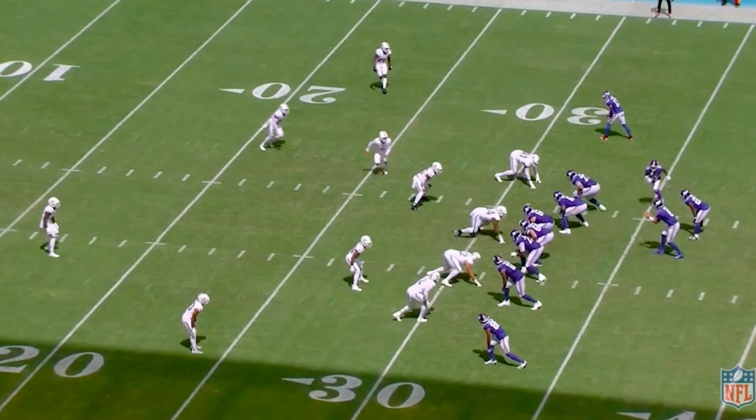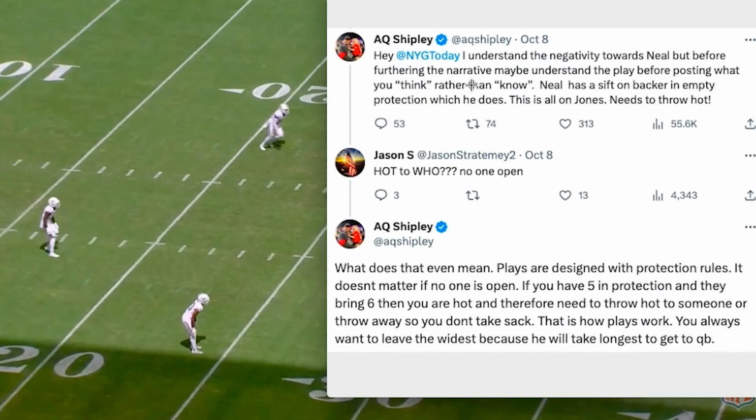But here's the thing. It's 5 versus 5, and A.Q. Shipley, a former NFL offensive lineman, chimed in, and I tend to agree with him, but there's just so many things wrong with this. A.Q. Shipley said, whoever posted the video, I understand the negativity towards Neal, but before furthering the narrative, maybe understand the play before posting what you think rather than know. Neal has a sift on backer, like I mentioned, and empty because the running back's not blocking protection, which he does. This is all on Jones.